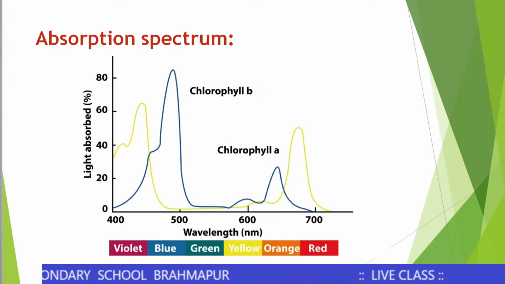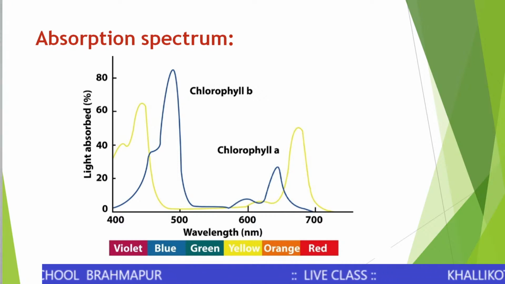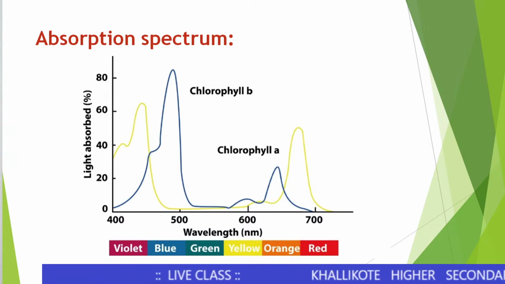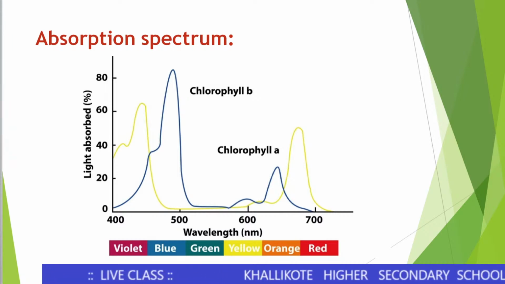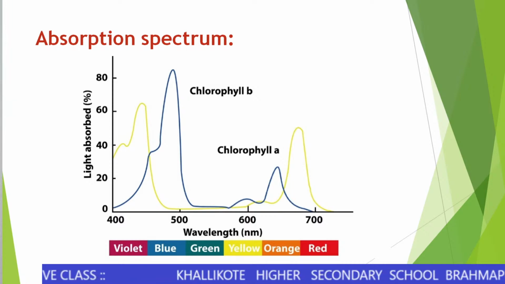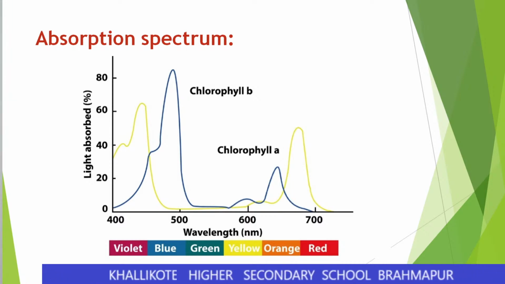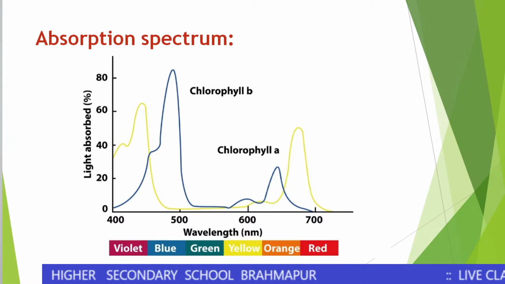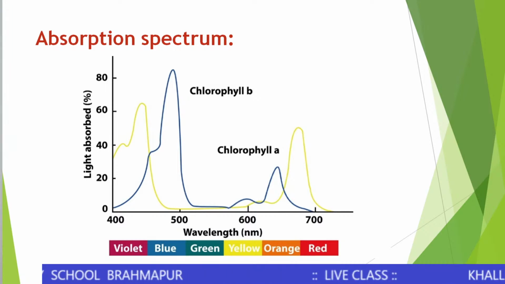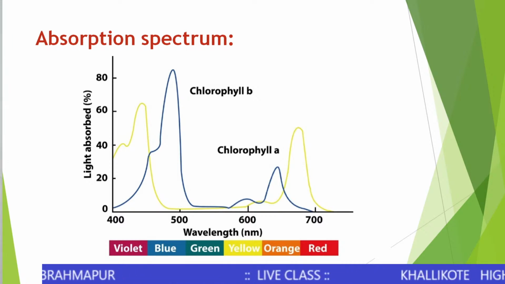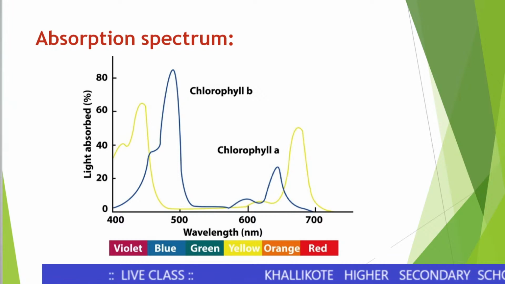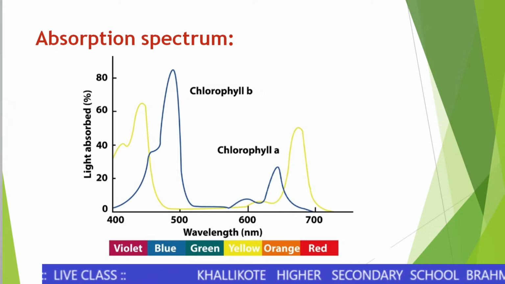What is the utility of the absorption spectrum for photosynthesis? It has been found that the absorption spectrum nearly corresponds to the action spectrum. So what is the action spectrum? The action spectrum is a graph that indicates how much photosynthesis, or the rate of photosynthesis, is occurring in each wavelength of light absorbed by a particular pigment.